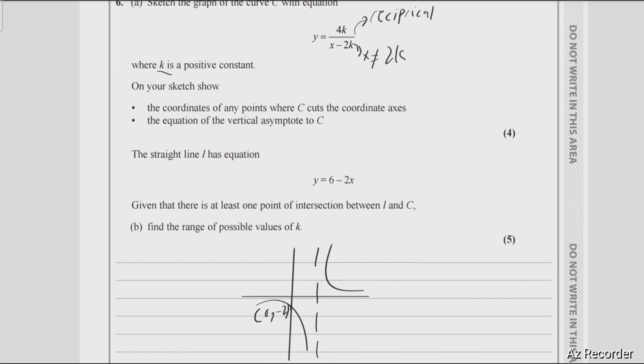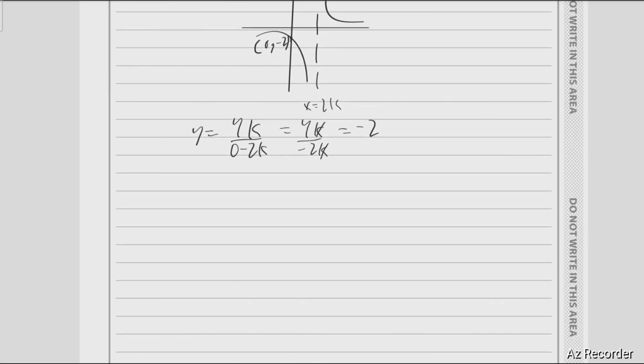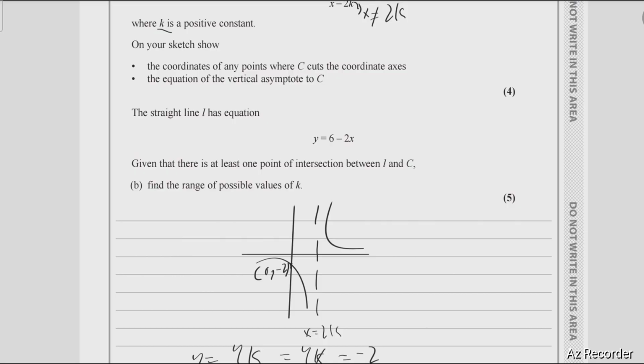Next question. The straight line L has equation y equals 6 minus 2x. Given that there is at least one point of intersection between L and C, find the range of possible values of k. Given that there is at least one point of intersection, the discriminant is greater than or equal to 0. Because as we know, 2 intersections is more than 0, and no intersections is less than 0. Just memorize it.